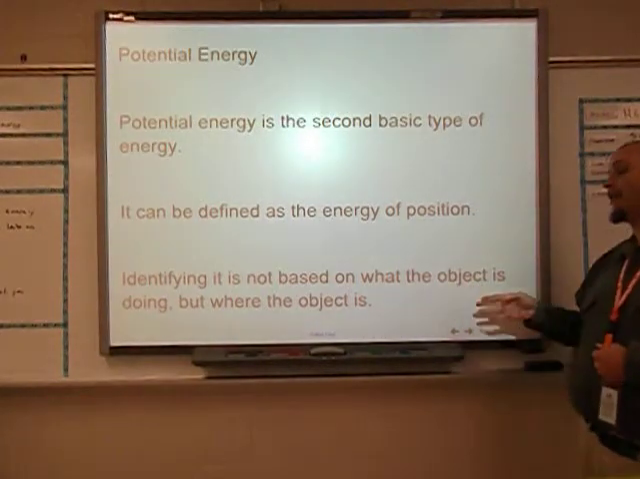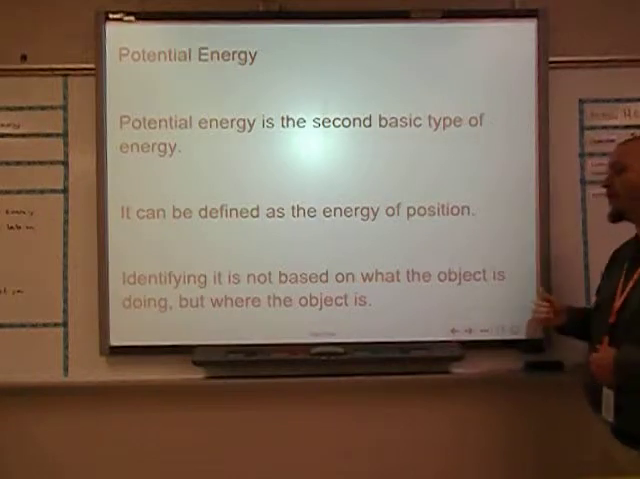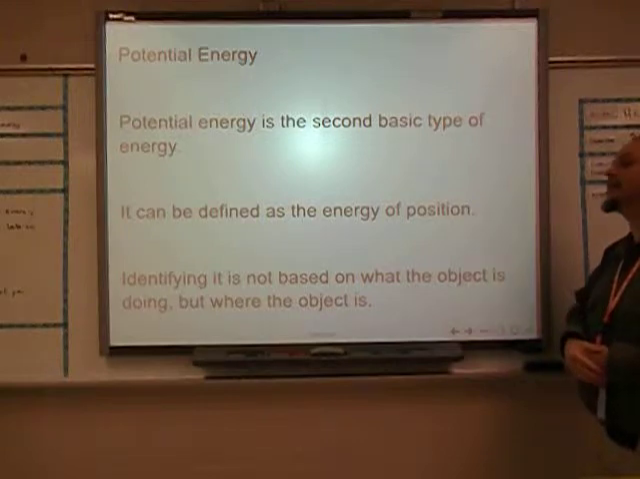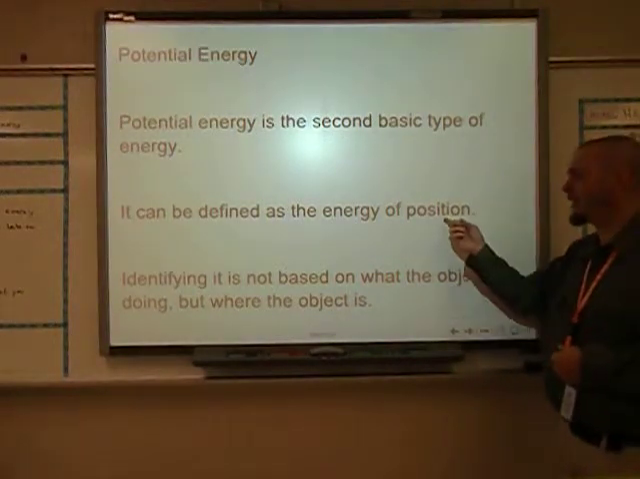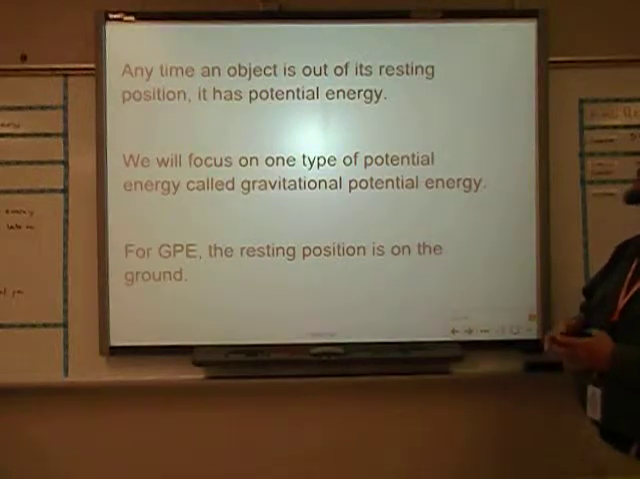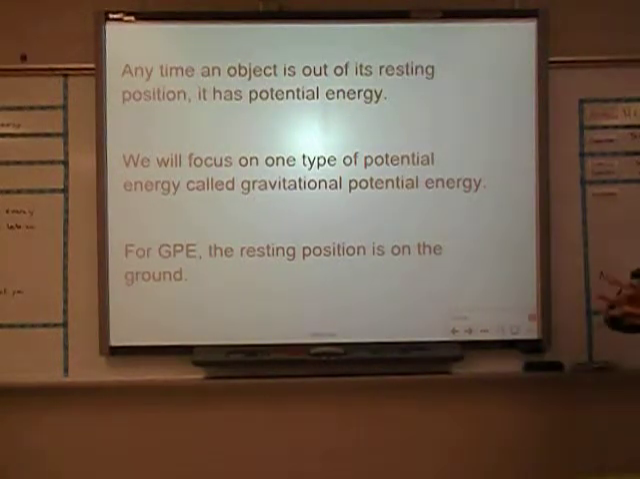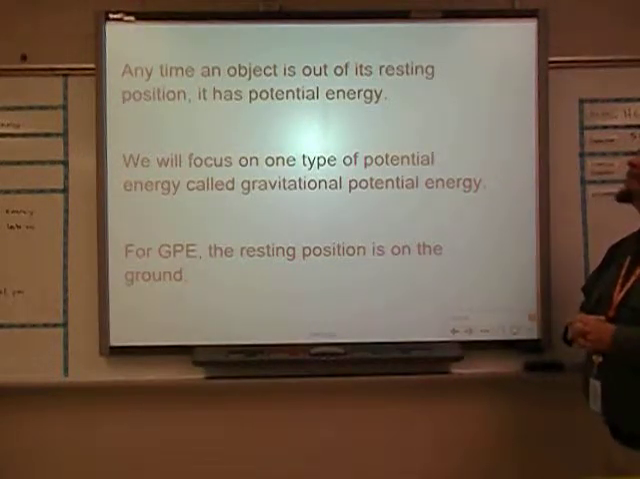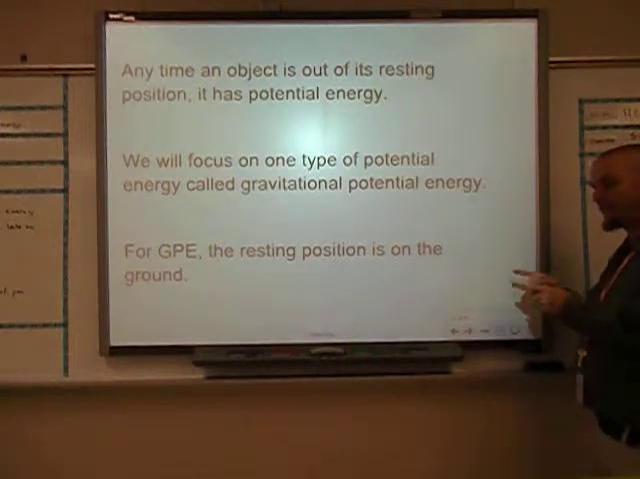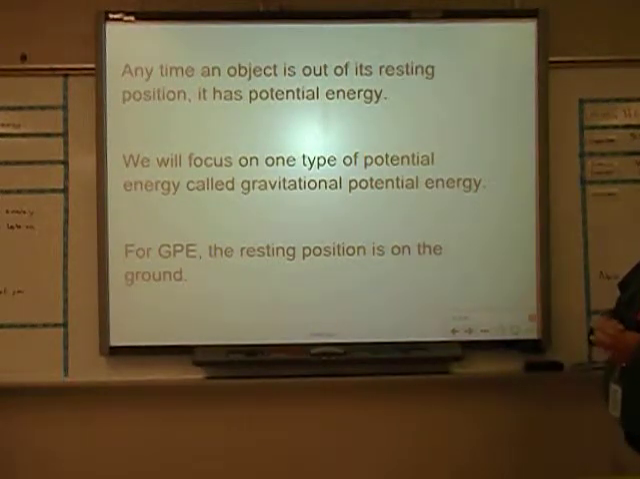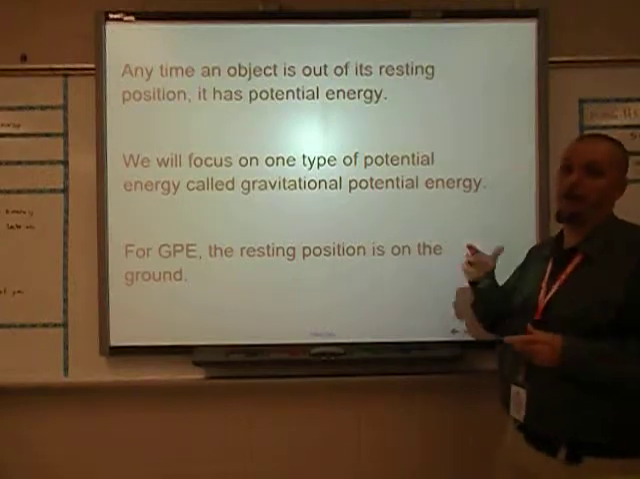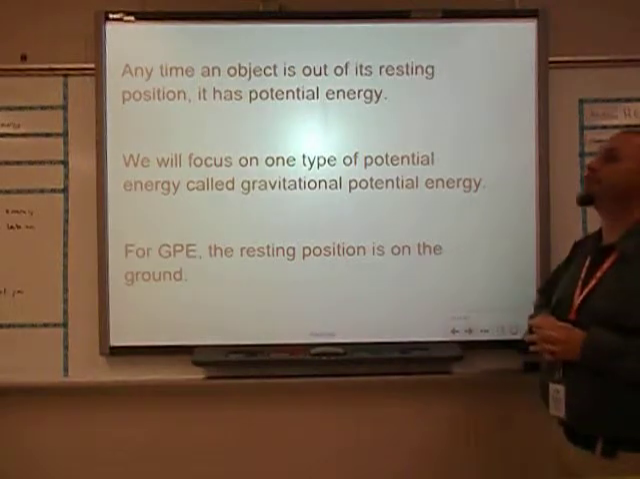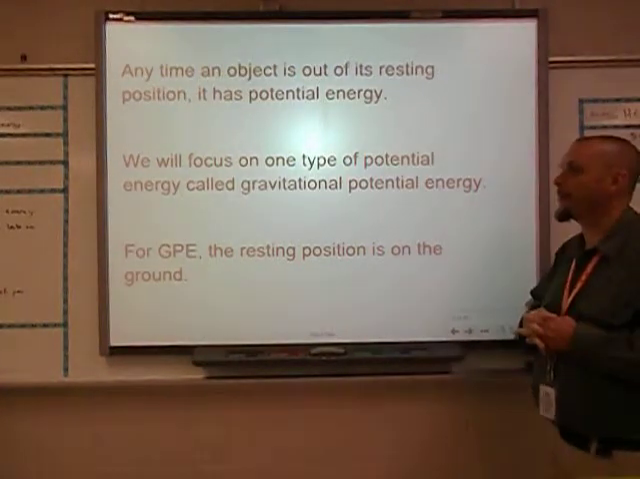We're not going to base our identification on what the object's doing, whether it's moving or not, like we did with kinetic energy, but where it is, its location or its position. Objects have potential energy anytime they are out of their resting position. Anytime an object is out of its resting position, it has potential energy. The resting position is just simply the place where it normally would be. Its natural place. That is its resting position, its normal location.